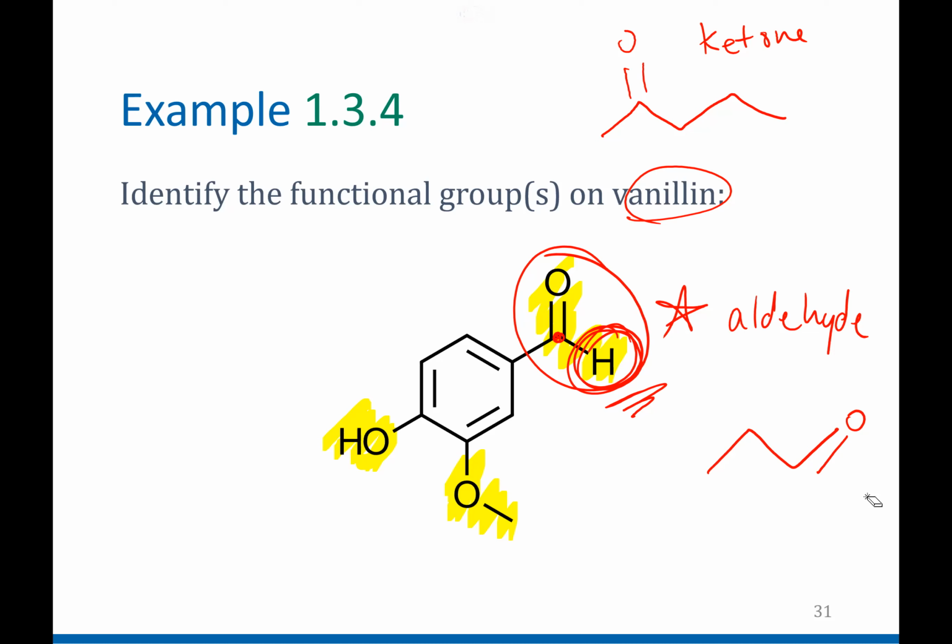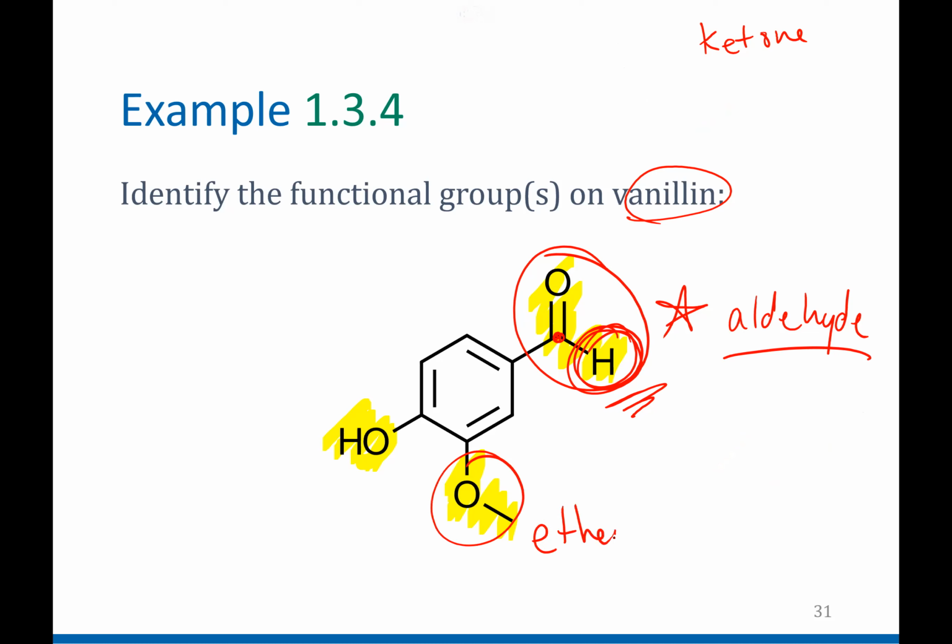Okay, so aldehyde. Let me get rid of some of this writing here, make it look a little cleaner for you. So aldehyde, people in the chat called this an ether, and people in the chat called this an alcohol. Perfect. That's it. That's your functional groups.